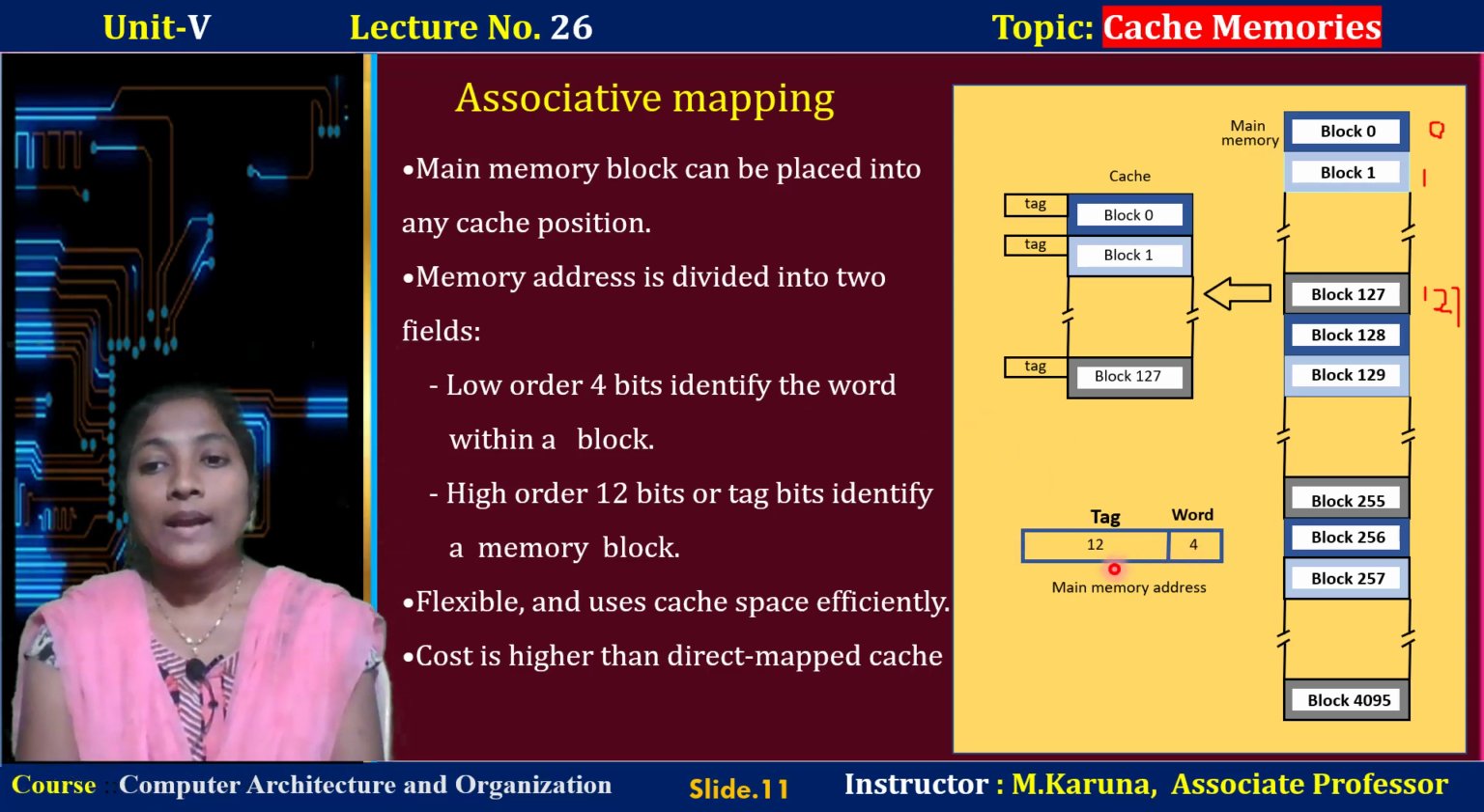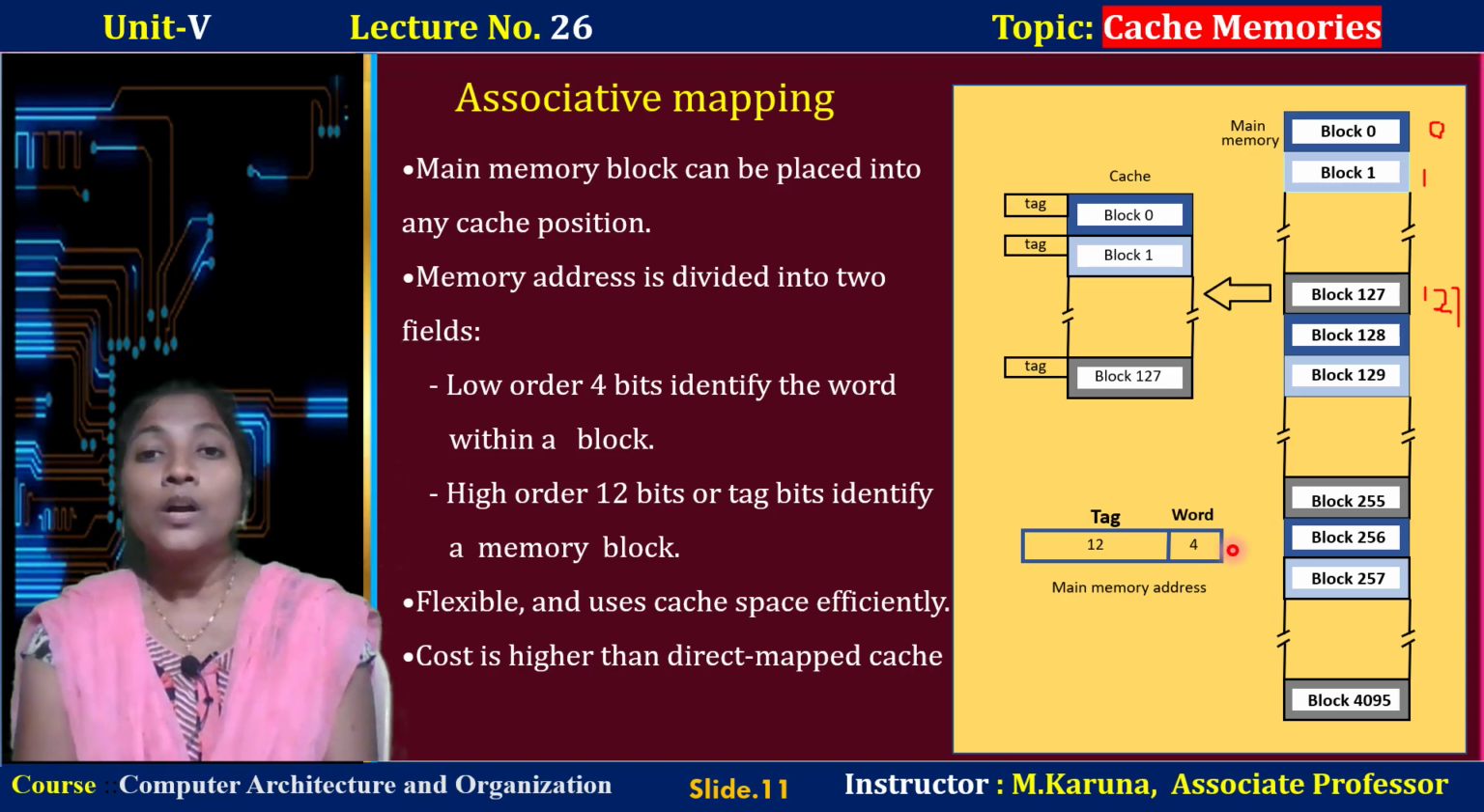Here the entire 16 address lines are divided into two fields. Those are tag bits and word bits. Already you know word bits are used to access the memory location in that particular required block. 4 bits are used to access 16 memory locations. Each block consists of 16 memory locations. With the help of these 4 bits, the required memory location can be accessed from the particular block specified by the tag bits.